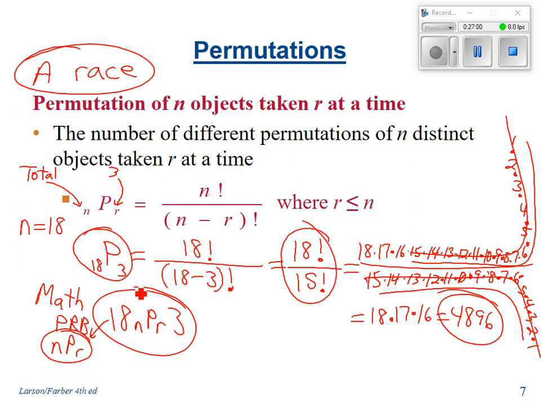Now with combinations, what's different is this. If I take these 3 books, for permutations, I could put these 3 books this way, and that's different than if I put the books that way. Because if they're racing, this book wants to be ahead, right? So that's different than that.